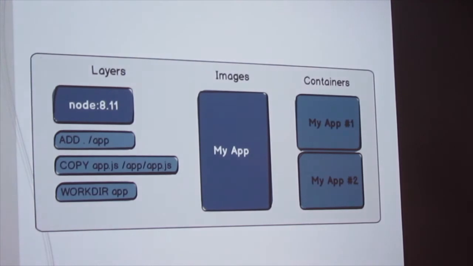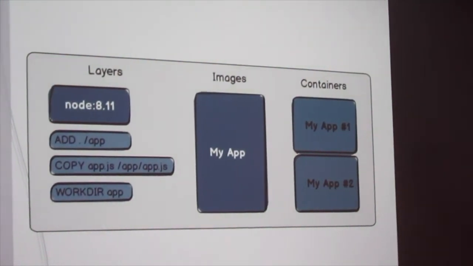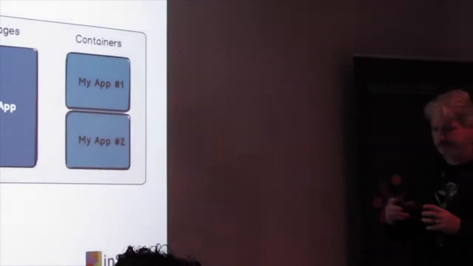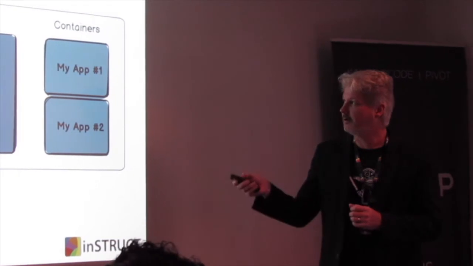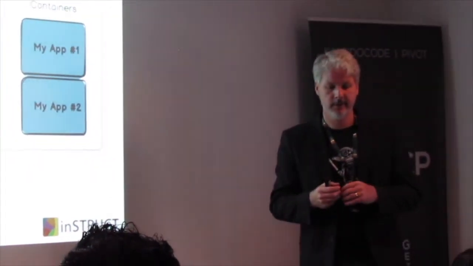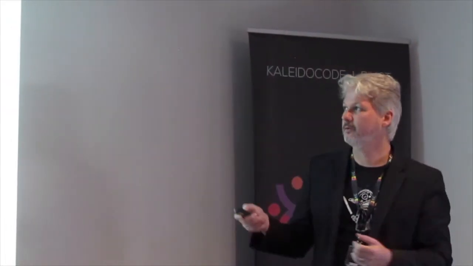So we could define those, and we're going to start looking at a little better way to define those as we go along. But those containers are instances of that particular image. If you think about this from an OO perspective, you have a class which you define, and you can create more than one instance of that particular class.